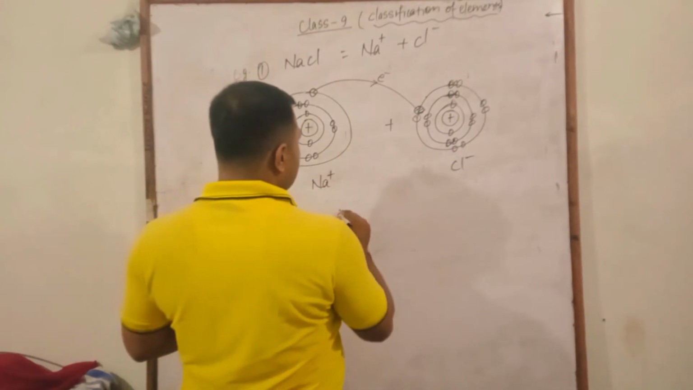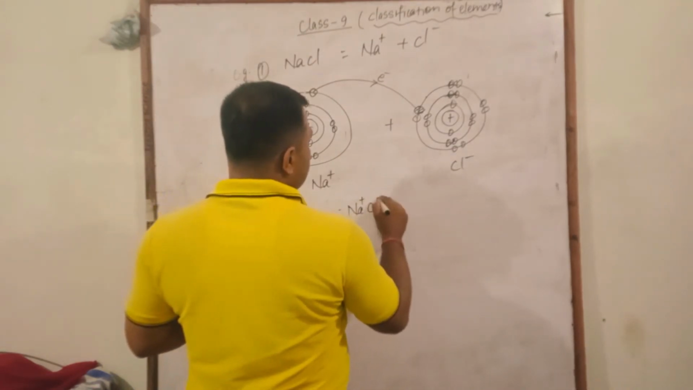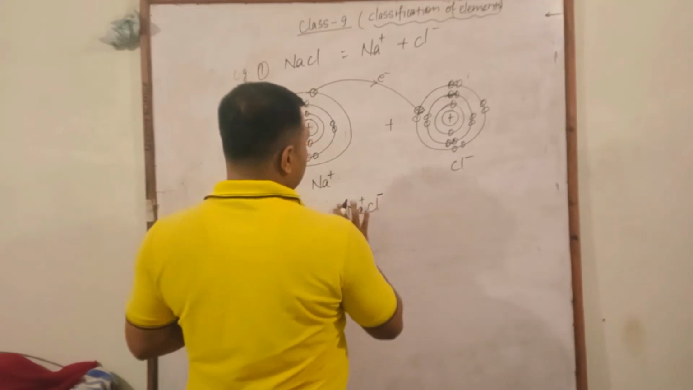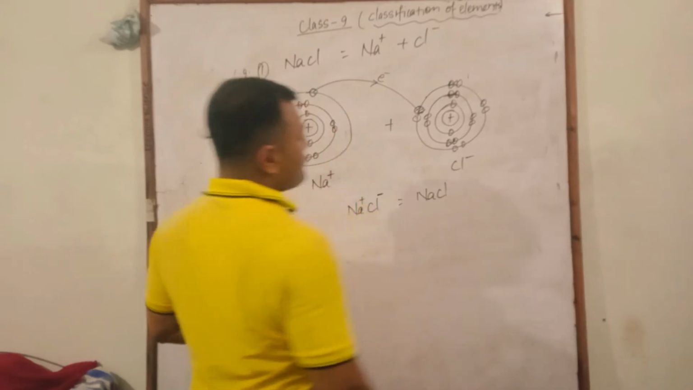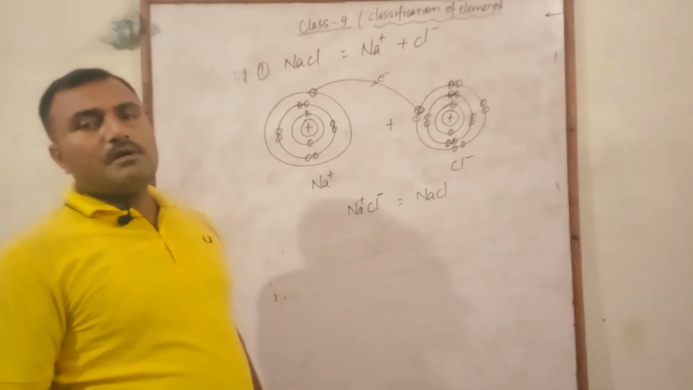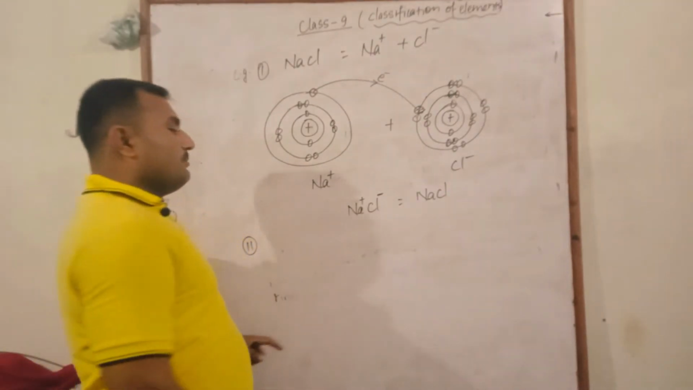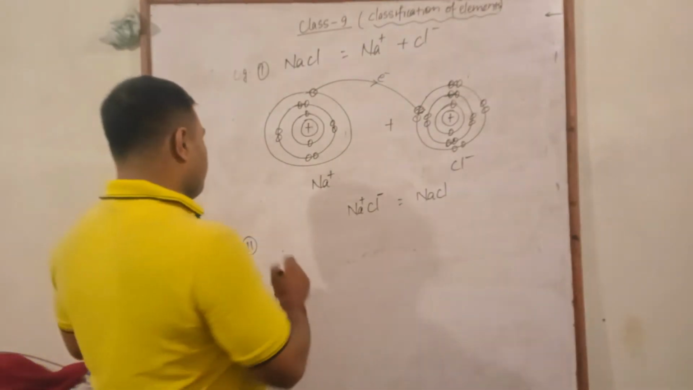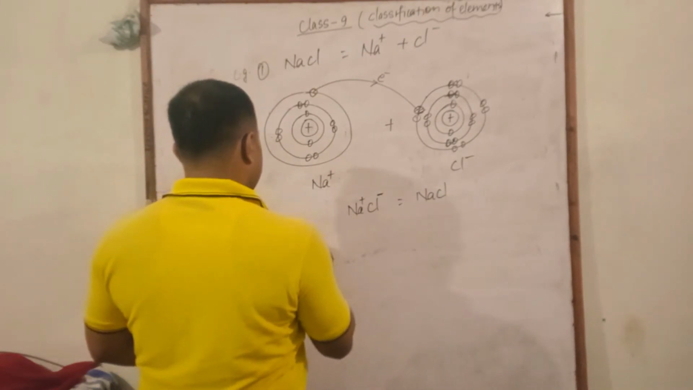In this way, there exists an opposite charge between sodium and chlorine. That charge attracts, and this is called sodium chloride. In this way, due to transfer of electrons, an electrovalent bond is formed.